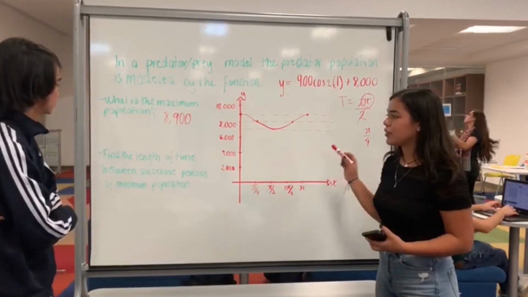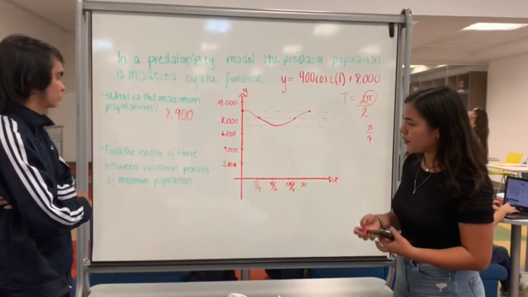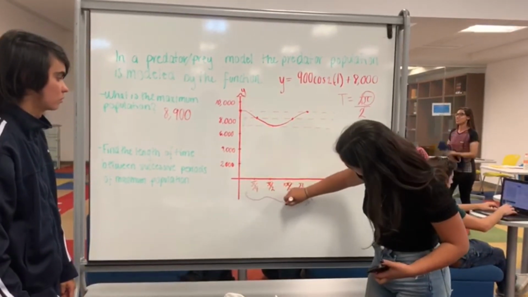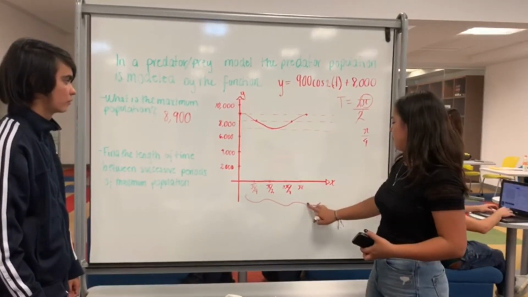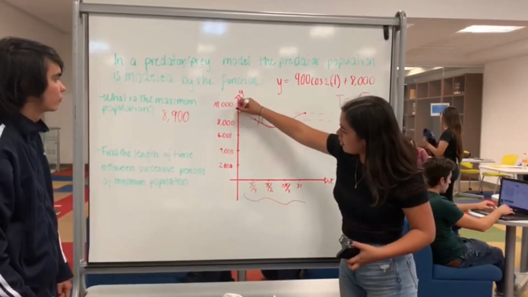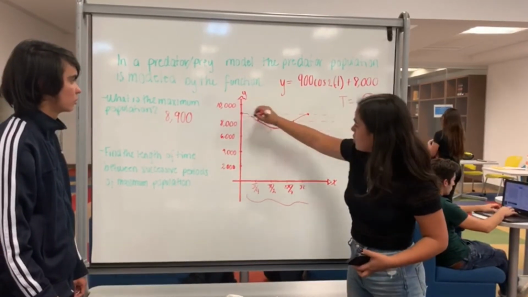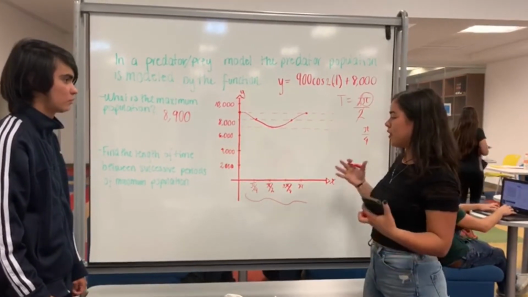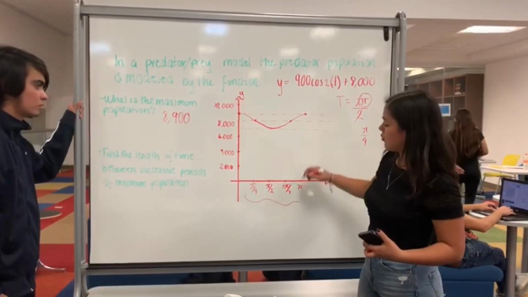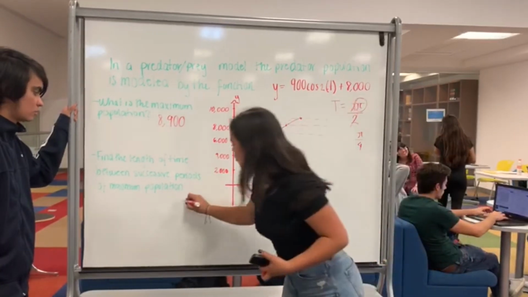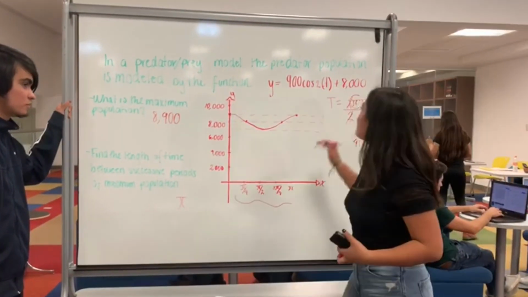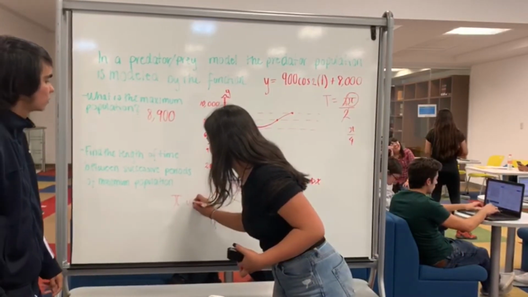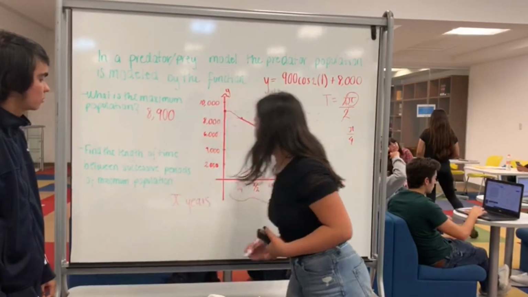And to find the length of time between successive points of maximum population, it will be this one. Why? Well, because these are the maximum population. So from here to here, how much time does it take to get there? It will be pi. And we see that t is measured in years, so it will be pi years.